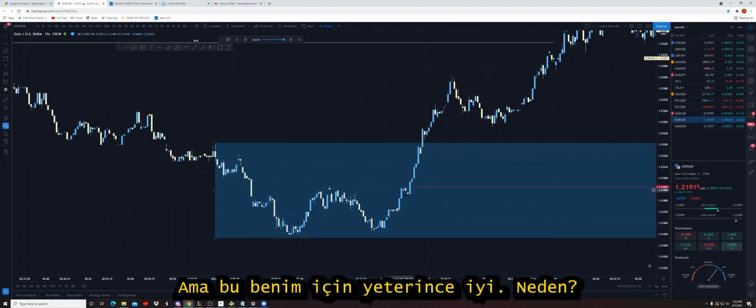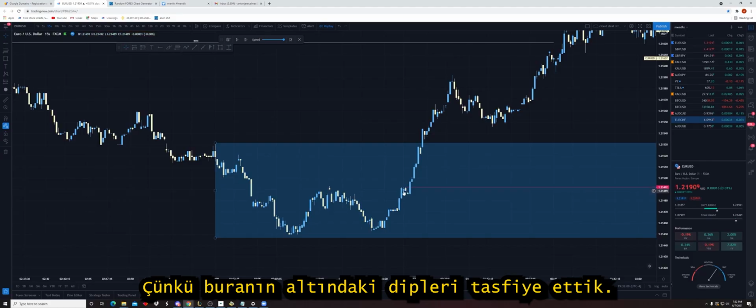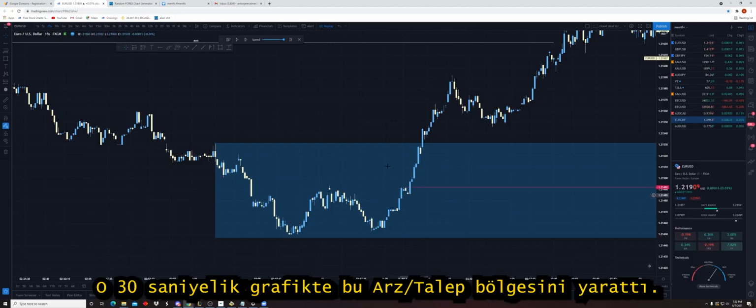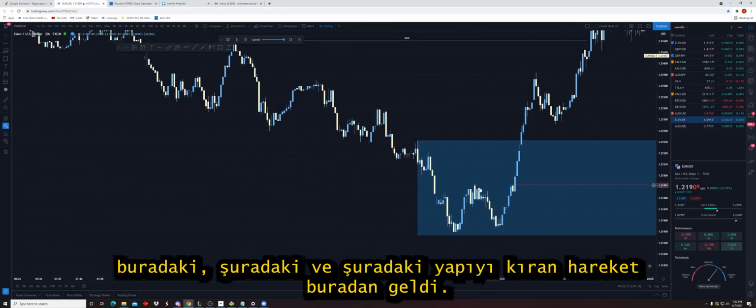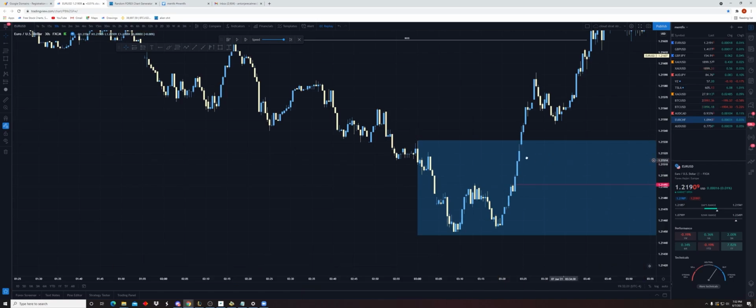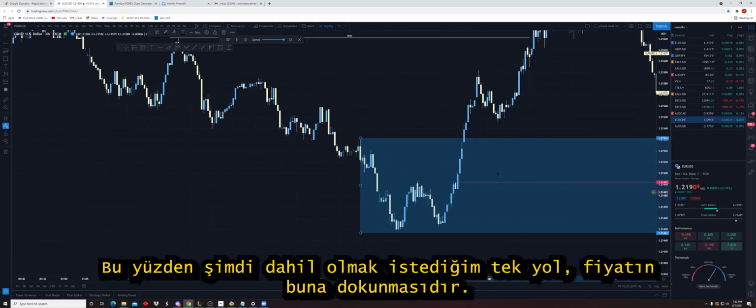But this for me is good enough. Why? Because we liquidated the lows below here, created this SND zone on that 30-second chart, right? There we go. And continued to milk higher. So the real move here that came and broke the structure here, here, and here came from here. So the only way I look to get involved now is if price taps this.